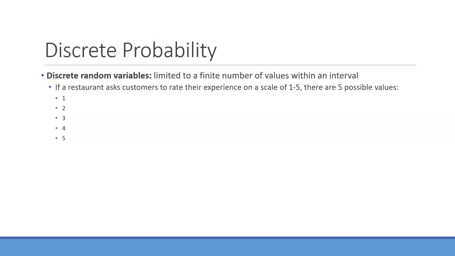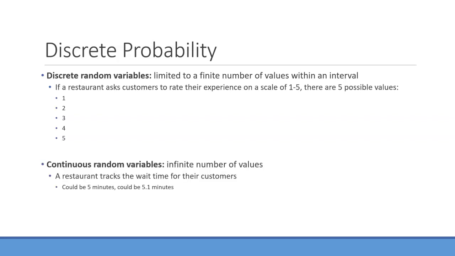So for example, if a restaurant asks their customers to rate their experience on a scale of 1 to 5, there are now 5 choices. There are now 5 possible values. They can choose a 1, a 2, a 3, a 4, or a 5. That's it. Now, that might seem obvious, but it's a little bit different than what we'll talk about in later chapters when we get into what are called continuous random variables, where there's an infinite number of values.